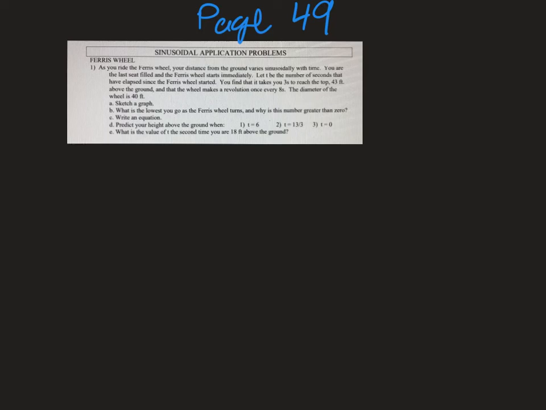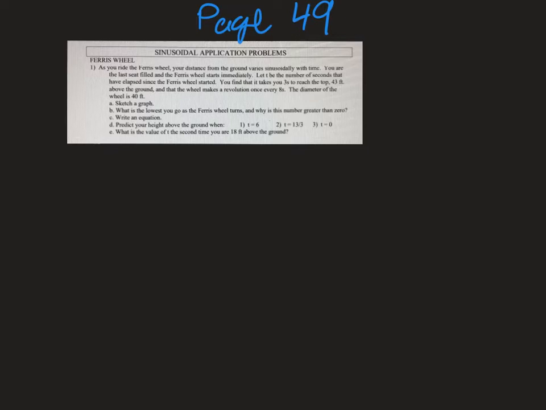Hey guys, we're going to work a couple more problems from page 49 as more examples of these sinusoidal word problems. Okay, so I'm going to look at problem 1 first, and this problem is about the Ferris wheel. You climb on the Ferris wheel and it takes you 3 seconds to get to the top at 43 feet, and you complete a revolution every 8 seconds. The wheel has a diameter of 40 feet.